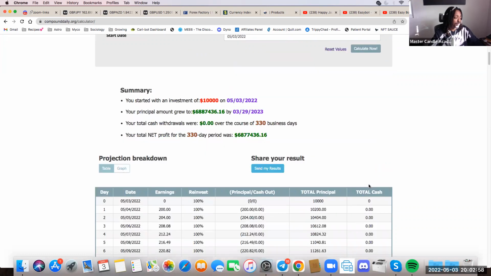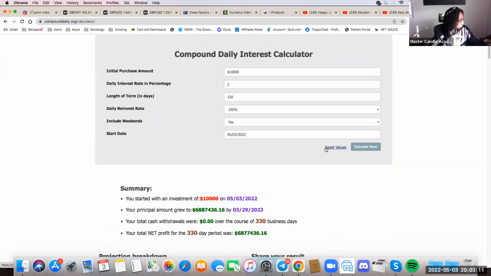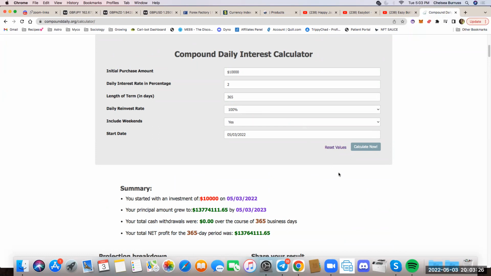That's the power of compounding, because the first day you're starting with $10,000, but the next day you're starting with $10,200. I put 330. Oh, it'd be even more money. $113 million. All right. What's up, Mimi? Them numbers is crazy.